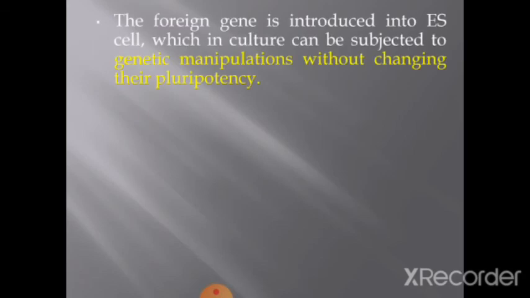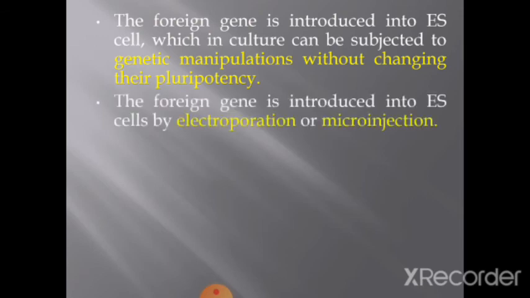The foreign gene, that is the gene of your choice, is introduced into this ES cell or embryonic stem cell, which in culture can be subjected to genetic manipulations without changing their potentiality, that is, without changing their pluripotency nature. Now, the foreign gene is introduced into these ES cells either by electroporation or microinjection, both of which I have taught you in my previous lectures.